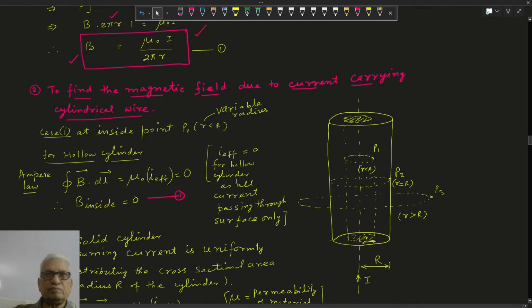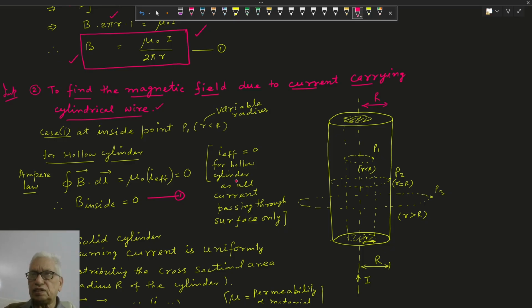Now the next case is very important. To find the magnetic field due to a current carrying cylindrical wire, we are using Ampere Circuital Law. Here this is the radius R of the cylindrical wire, suppose the length is L, and the total current is I. We take the point P1, which is well inside the cylindrical wire. P2 is a point on the surface of the cylinder, where the variable radius equals R, the radius of the cylinder. P3 is a point outside, so the variable radius is more than the radius of the cylinder. So we have to find the magnetic field inside, on the surface and outside using Ampere Circuital Law.